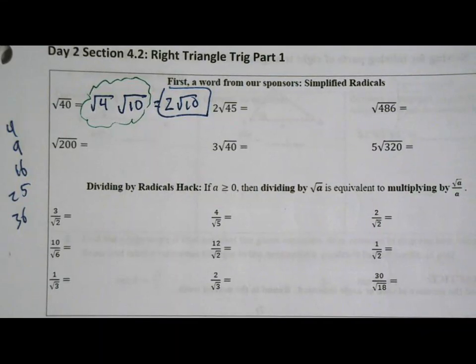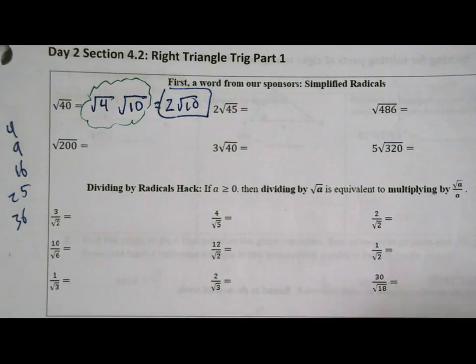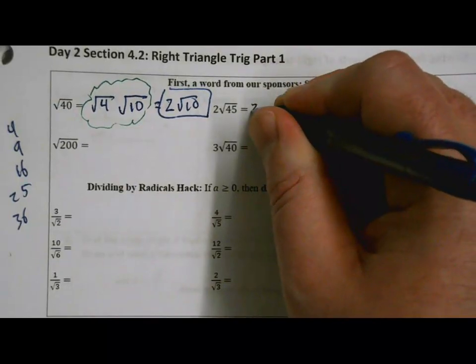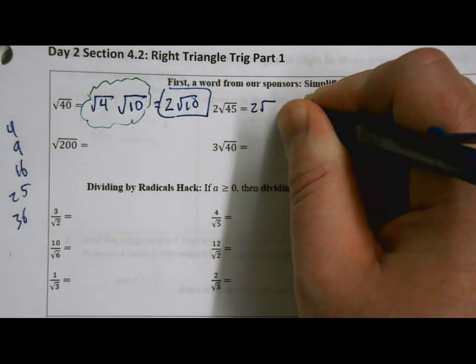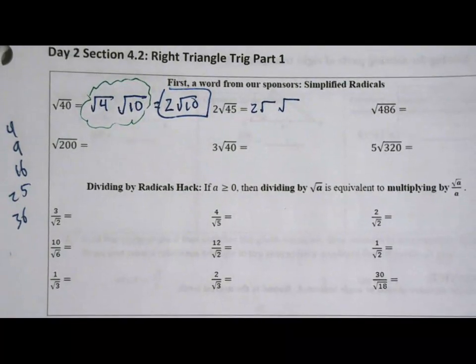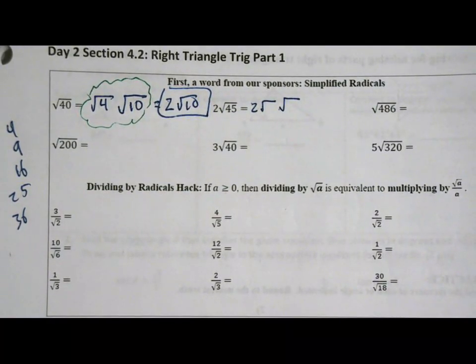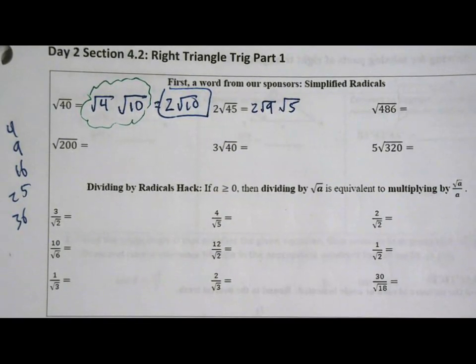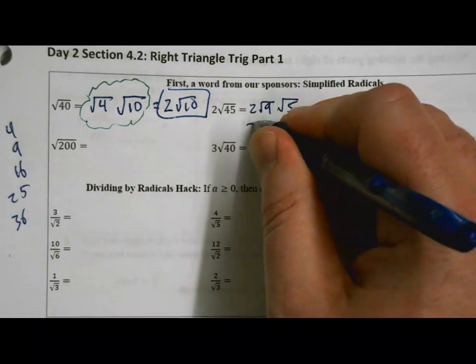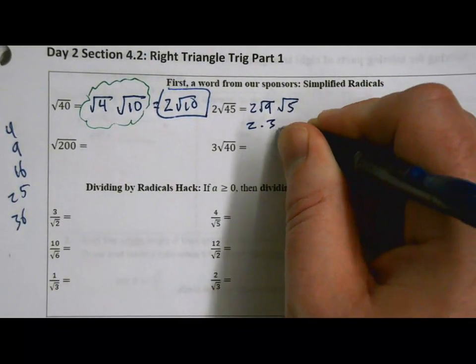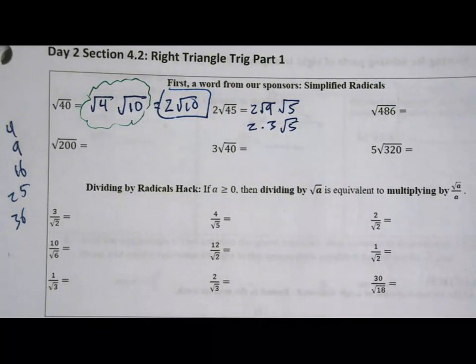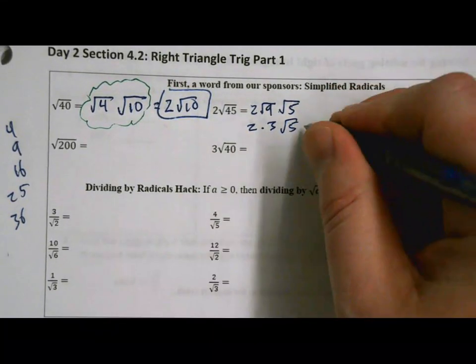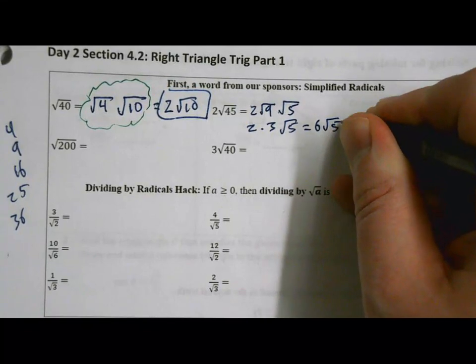I'll do one more with you and then I'll let you finish up the rest of these on your own. 2 root 45, that's 2, and I'm thinking square root of something, what goes into 45? 9 goes into 45. 9 times 5. So that 2 is going to stay. The square root of 9 is 3. Don't know the square root of 5. Final answer is 6 root 5.